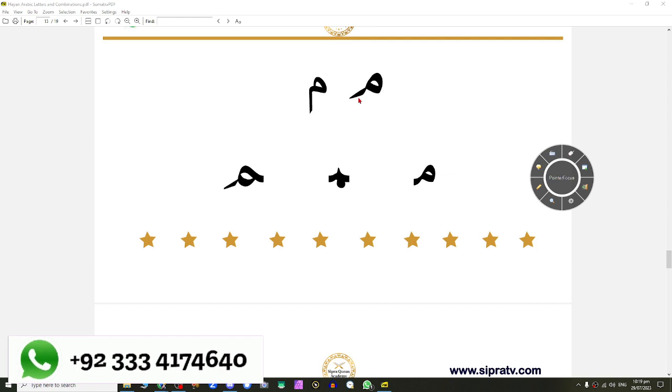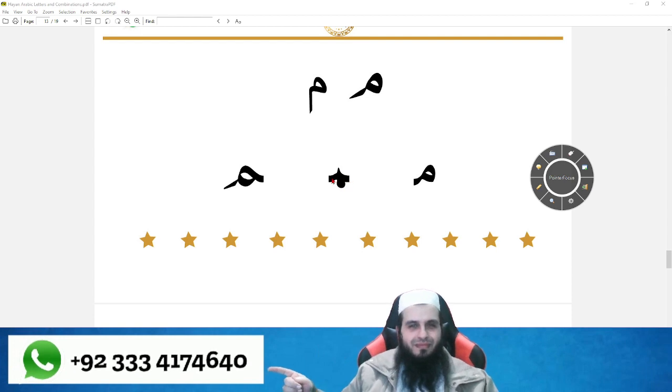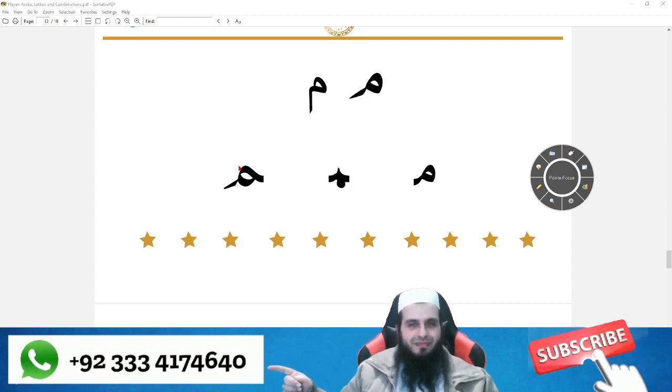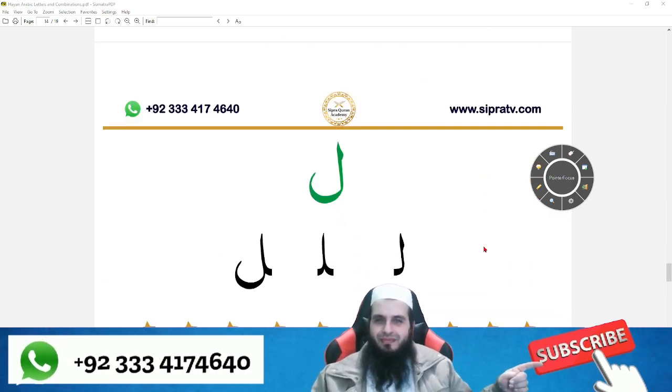Now this is the letter Meem, and if Meem comes in the beginning of a word, it is joined together with the letter next to it with one handle at the left side. If it comes in the middle, it will be in this shape. The circle will usually be filled up, and the right and the left will have two handles, and if it comes at the end, it will be in this shape and one handle at the right side.